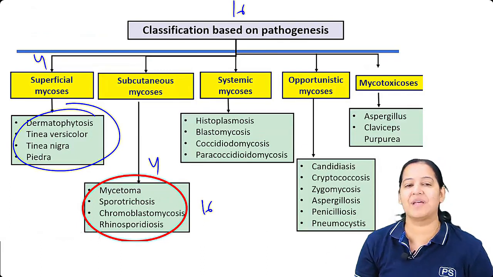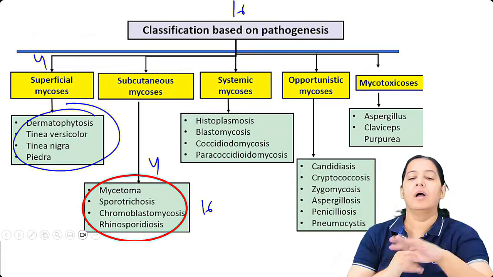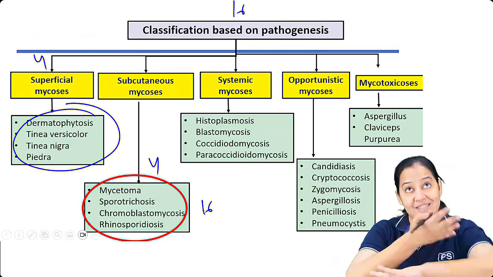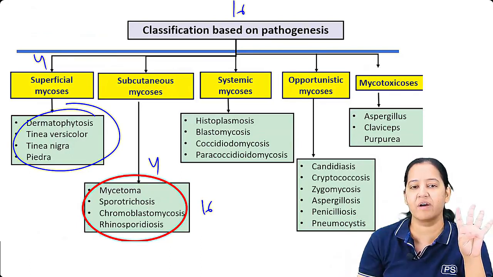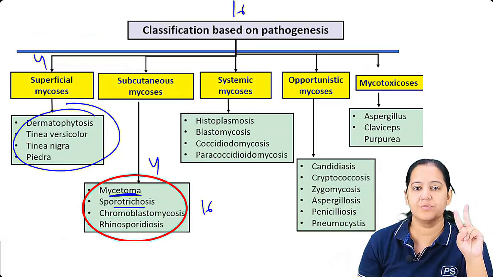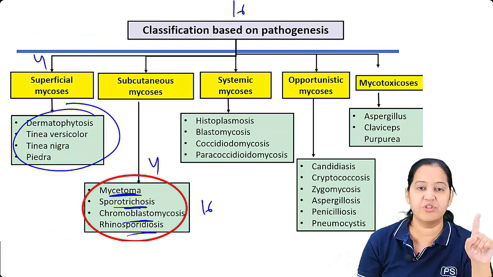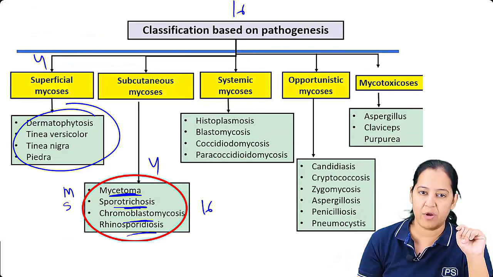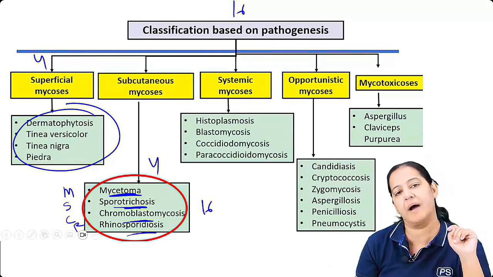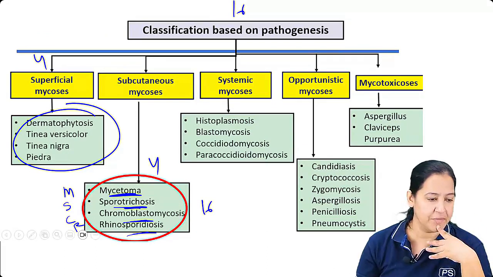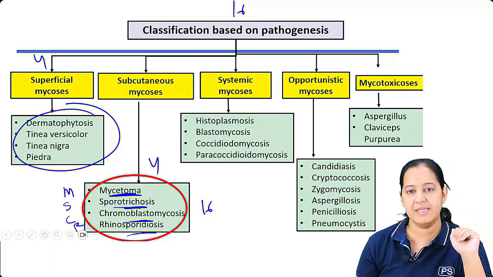Let's come to the next four fungi. We have seen the superficial ones, now we are seeing the subcutaneous ones. There are four fungi, and in all of them subcutaneous lesions will be there. Which are the four diseases? Mycetoma, sporotrichosis, chromoblastomycosis, and rhinosporidiosis. First learn the names; see in your chart also. I will teach you these four one by one, in the sequence given in the chart. All four will cause subcutaneous lesions. Say yes. Got it?